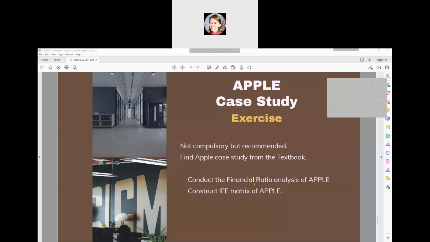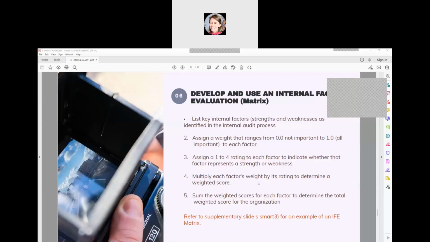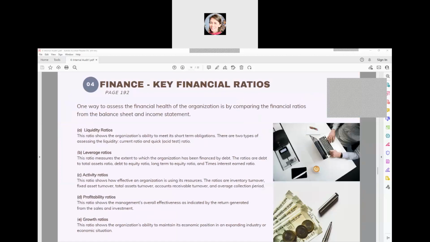Now, conducting the financial ratio analysis. I think I may have missed this, so let me go back. Okay, it's right here. This is also a key part of the key questions. The key financial ratios are one way to assess the financial health of the organization. This is part of strategy formulation in strategic management, comparing the financial ratios from the balance sheet and income statement.